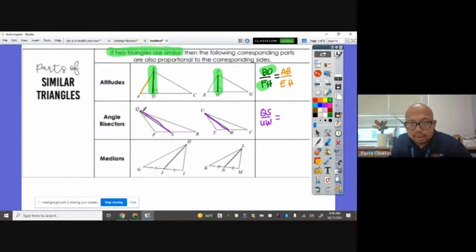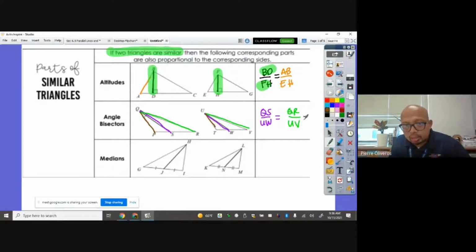Let's say I pick this QR here, and the partner of QR is UV. Okay. You can also pick the other side. You can pick the QP and the UT. That's okay. You can write here that it will be equal also to QP and UT. It doesn't matter. What is important is that I'm showing you that whatever the angle bisectors, they will be proportional to the corresponding sides of the similar triangle.